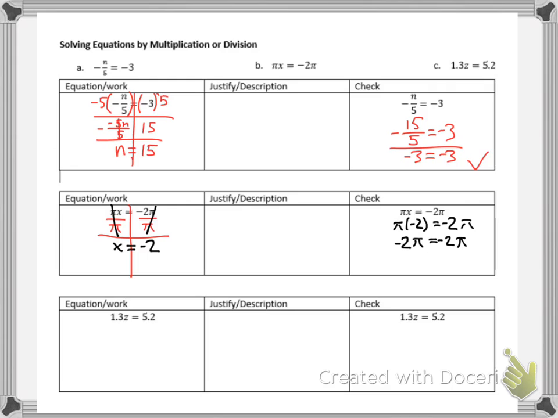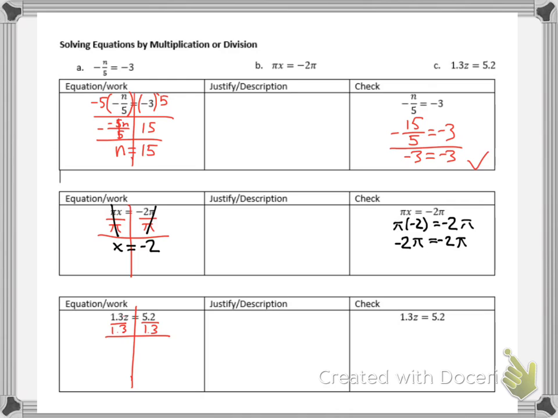All right, next, once again, we've got multiplication. When you've got a number just right in front of the variable, you're multiplying. So we are multiplying by 1.3. I will divide by 1.3 on both sides of this. I draw my line down through the equals so that when I say both sides, I know what those sides are, both sides of that line.